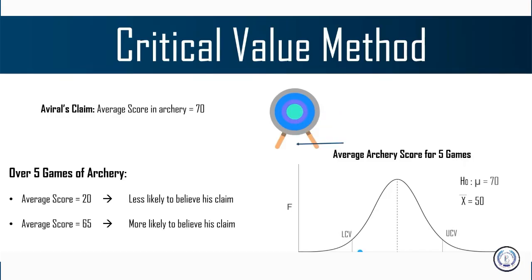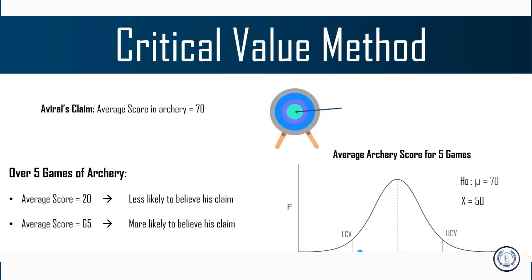So there's a critical point below which you will reject Aviral's claim, and a critical point above which you will also reject it. We call these points the lower critical value and the upper critical value. Suppose, just for example purposes and not as definitive numbers, that if the score is around 45 or 50, we can actually believe Aviral. But if it is lower than that, we can say he was just bragging.